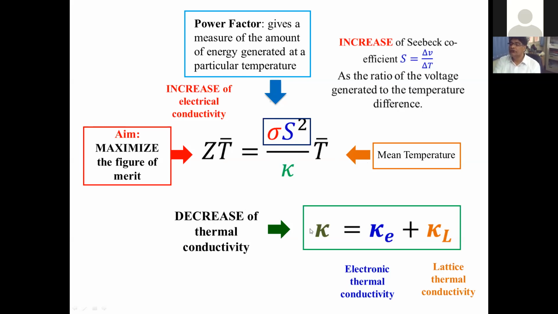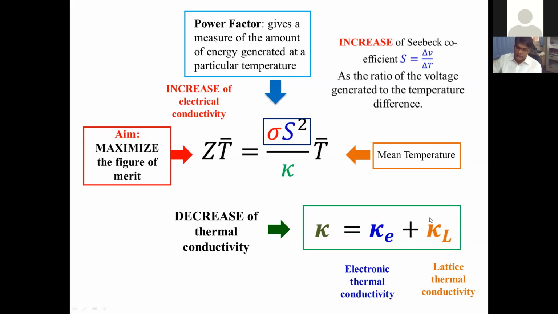So if you reduce this K, your job is done. As far as this K is concerned, this is electronic and the numerator is also the electronic part, and therefore if this increases, that will also increase, it doesn't affect significantly. But this is the KL, that is the lattice thermal conductivity.